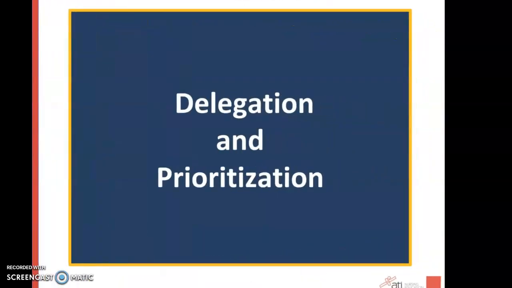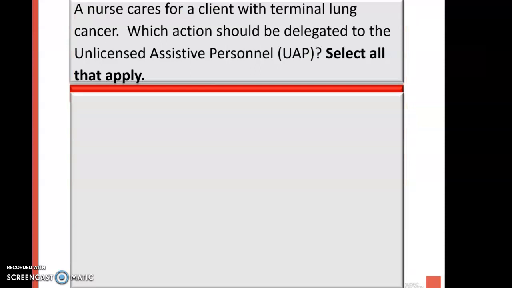Okay, delegation, prioritization. Tomorrow we will do an exercise on delegation. We've got about 28, I think, different types of scenarios. We will do a delegation exercise tomorrow.